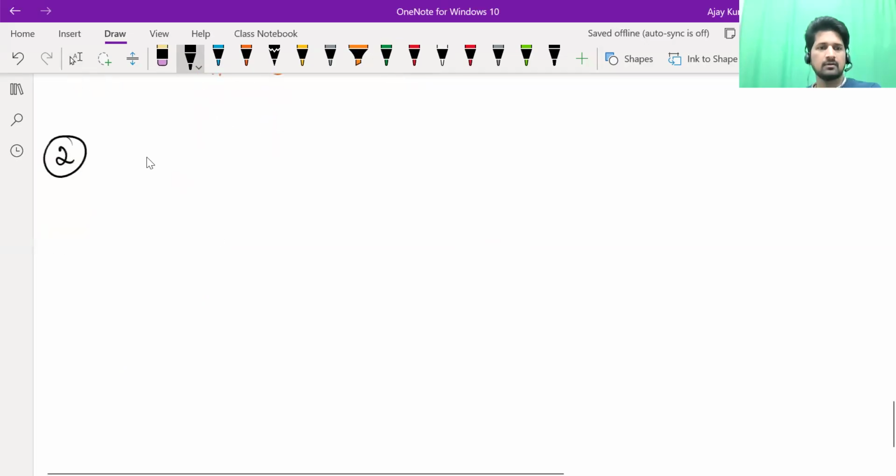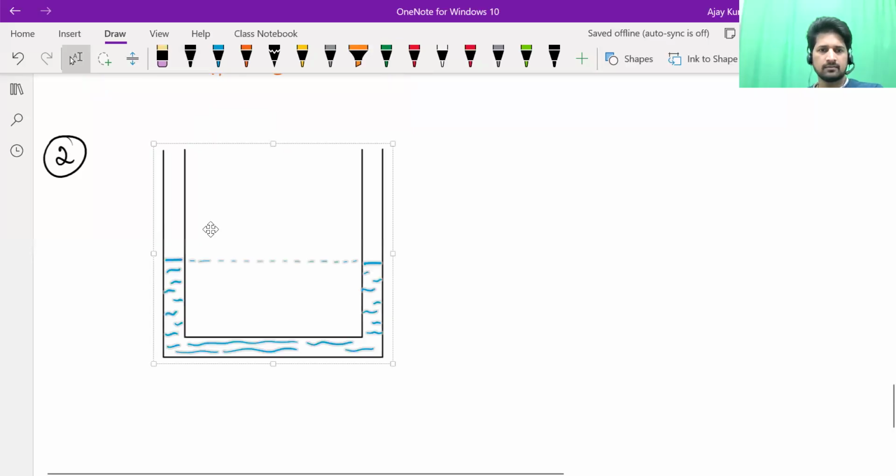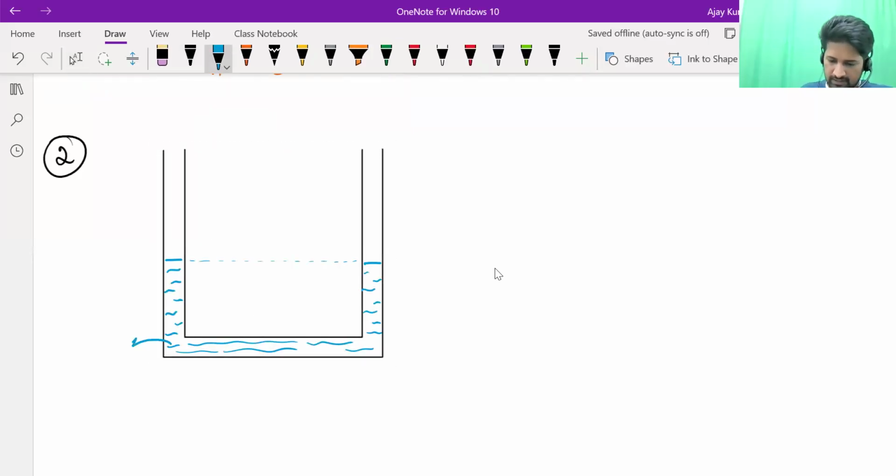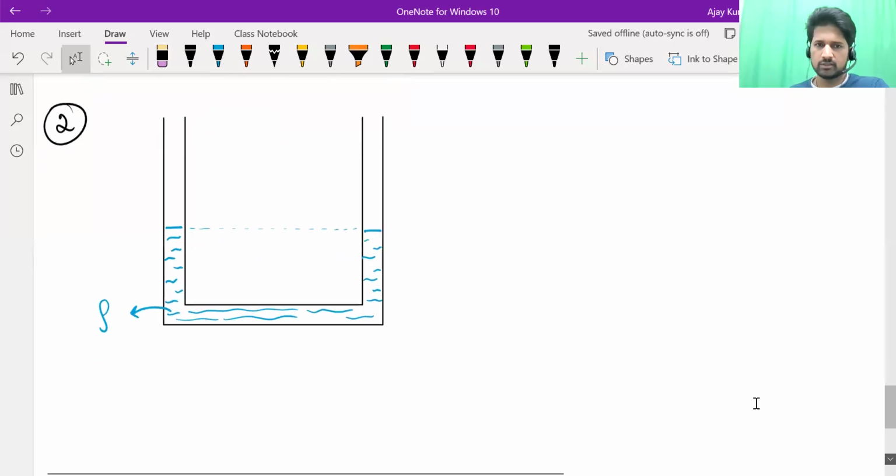Next. Suppose there is one liquid. Let's say this liquid's density is rho. It's a non-accelerated U-shaped tube. If there's a single liquid, this is how it will settle: equal level on both sides, in both arms.